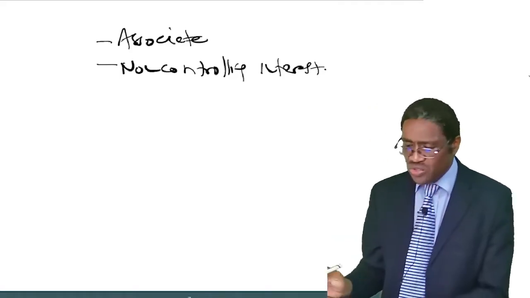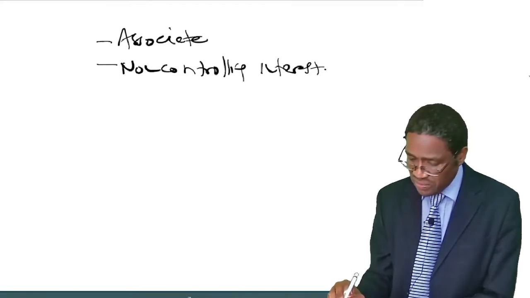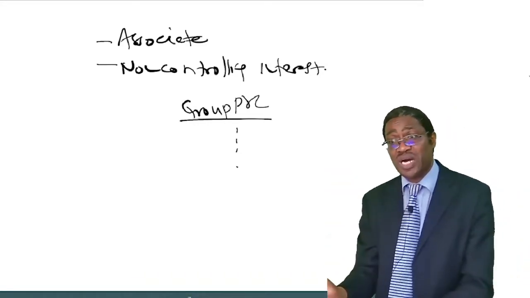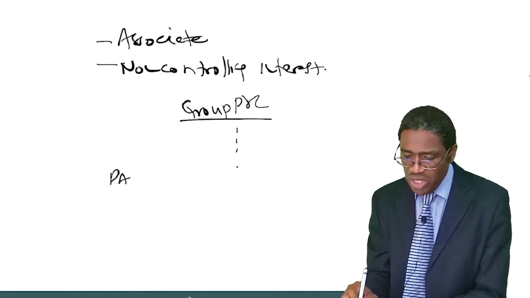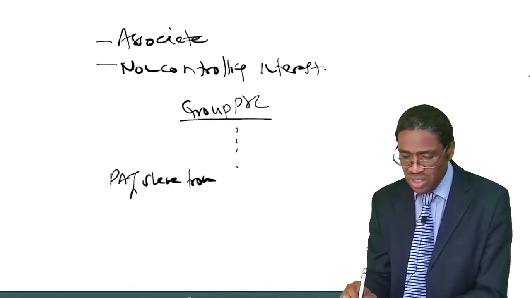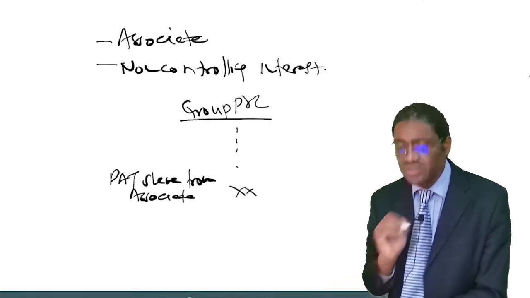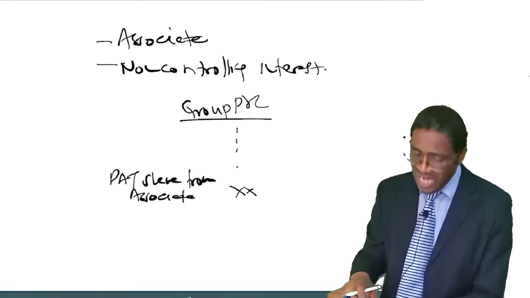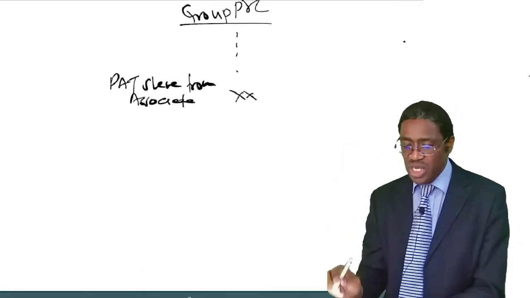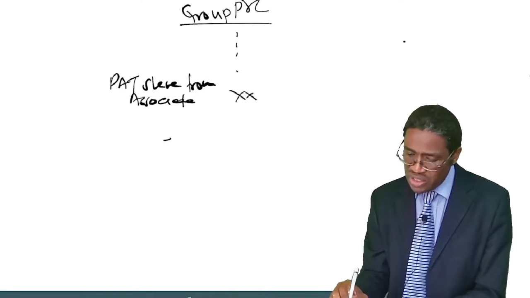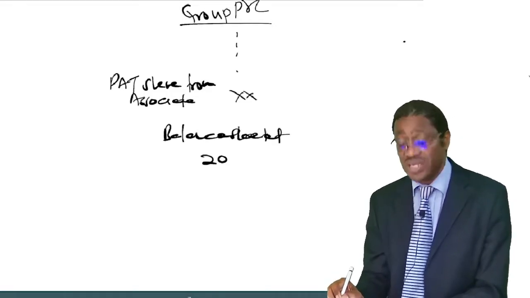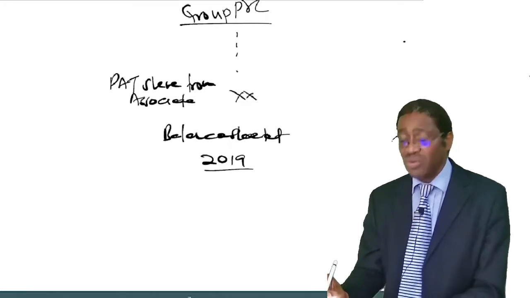Okay? So, just to remind you, for an associate, the examiner will give you a group P&L account, and somewhere in that group P&L account, for this associate, you will have what we call profit after tax share from associate. Normally you add it as an income to you. Then, when the examiner gives you a question on cash flow, he will give you a balance sheet. We have said one for last year. Let us assume last year was 2019, and another one for 2020.